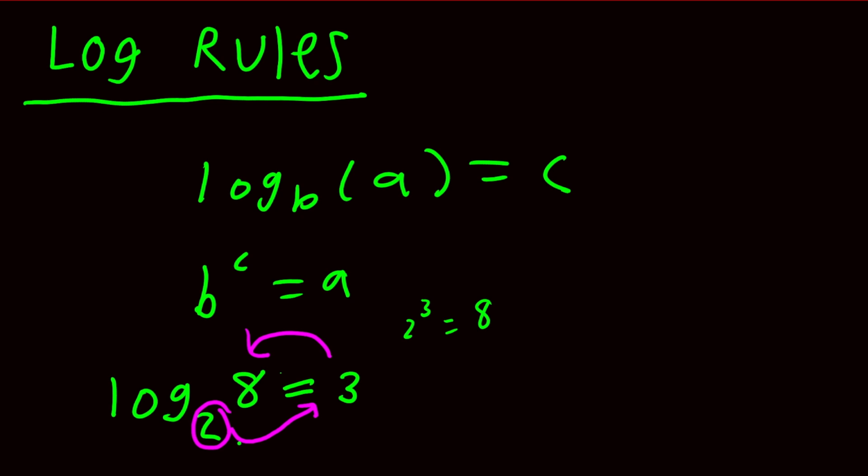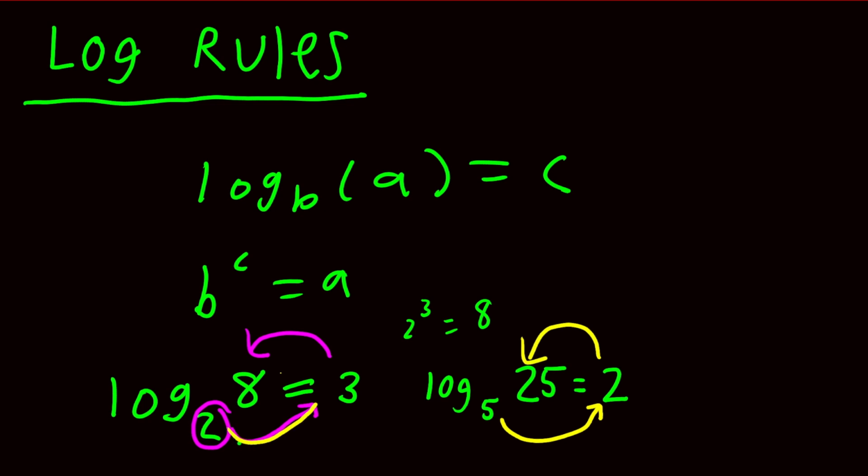So let's do another example. Log base 5 of 25. What is that? Okay, 5 raised to what power gives me 25? 2. So logs, just think of it like a circle. 5 raised to the second power gives me 25. 2 raised to the third power gives me 8. So in this example, it would be b raised to the c equals a. So it's kind of like a big circle.